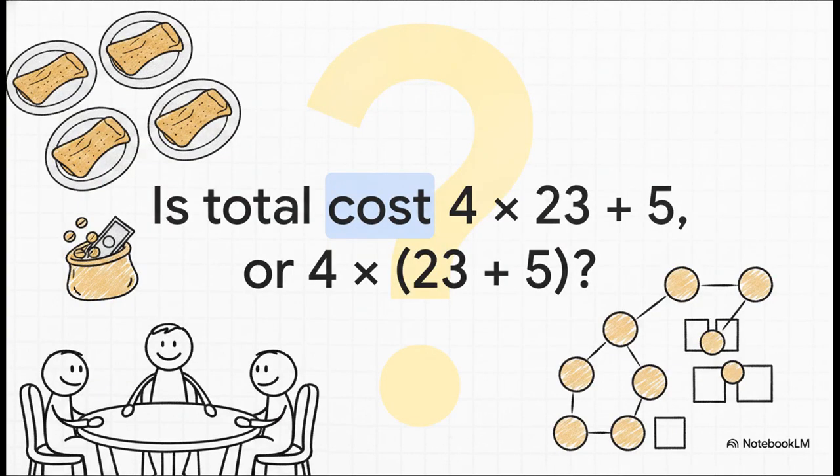To wrap up this explainer, let's actually put this into practice with a real-world scenario. Let's say 4 friends order dosas that cost 23 rupees each, and they leave a flat 5 rupee tip for the table. Based on the precise grammar of math we just learned today, is the total cost 4 times 23 plus 5 without brackets, or is it 4 times bracket 23 plus 5? Think about what that tip really means and how the terms should be grouped.